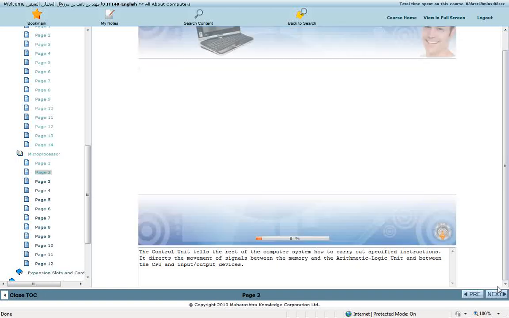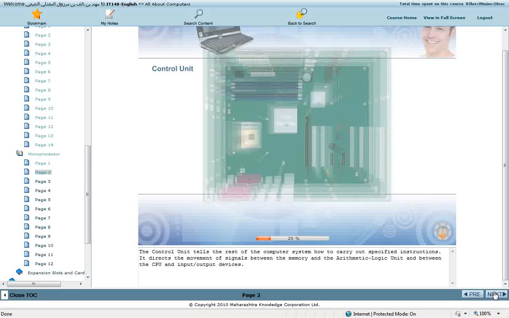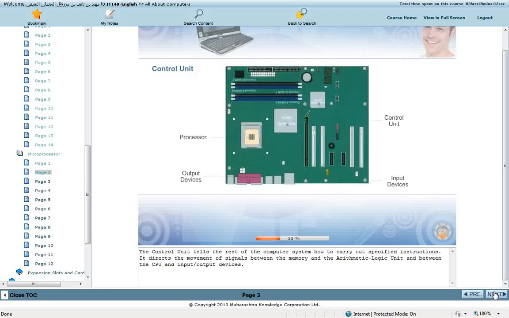The control unit tells the rest of the computer system how to carry out specified instructions. It directs the movement of signals between the memory and the arithmetic logic unit and between the CPU and input-output devices.